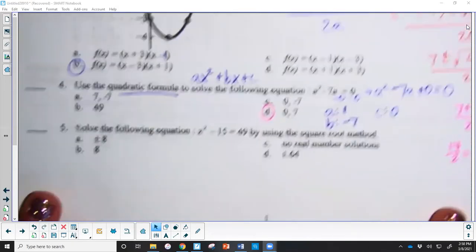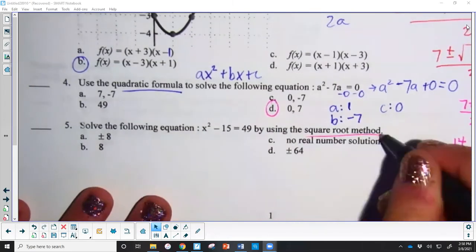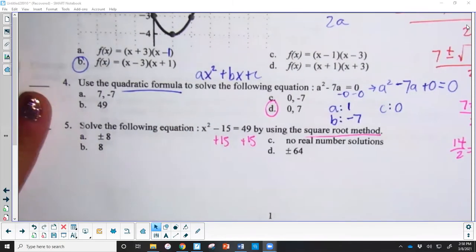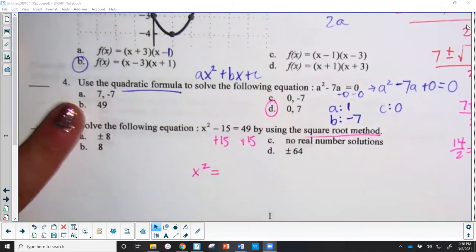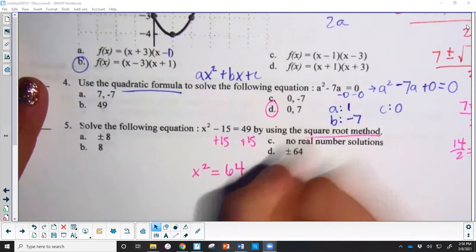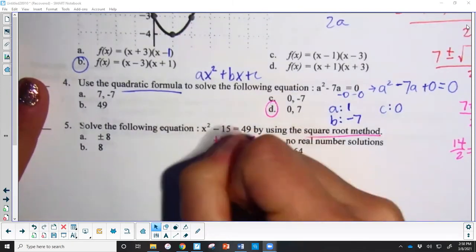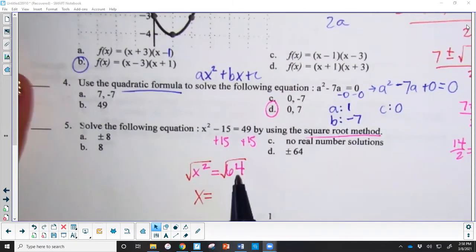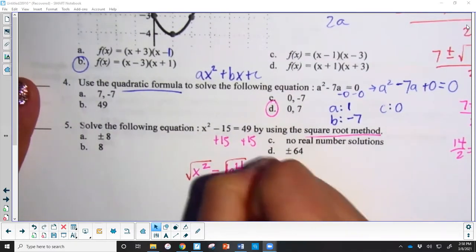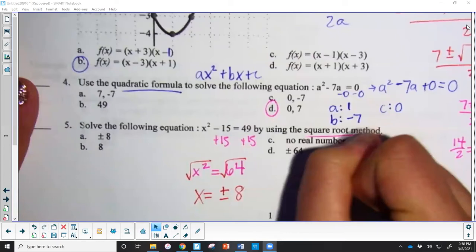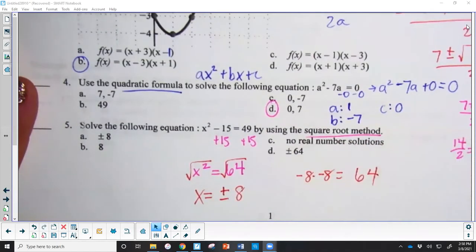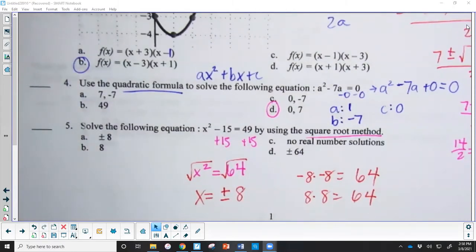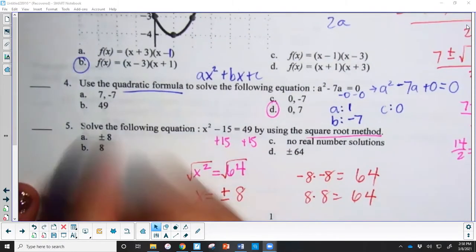All right, last one on page number 1 is using the square root method, meaning get x squared by itself. So I'm going to add 15 to both sides. X squared is equal to 64. And then to undo a square, we take the square root of both sides. And remember, this is a perfect square, and x is always going to be positive or negative 8. Because remember, negative 8 times negative 8 is also positive 64, as well as 8 times 8 is 64. So no longer do we have just positive 8, it's positive and negative 8, which is A.